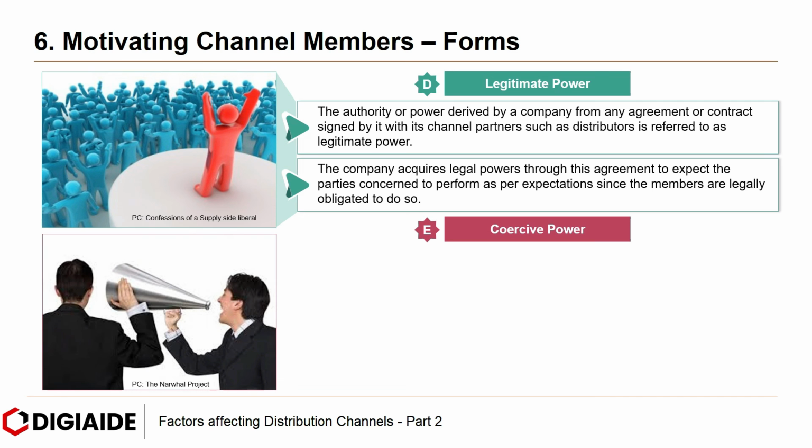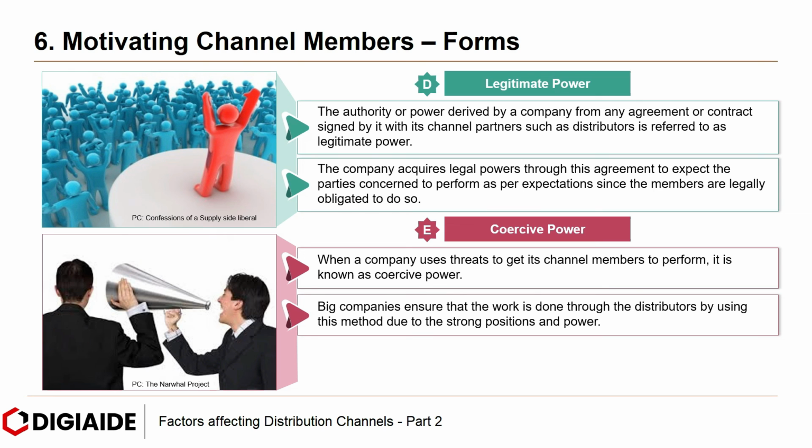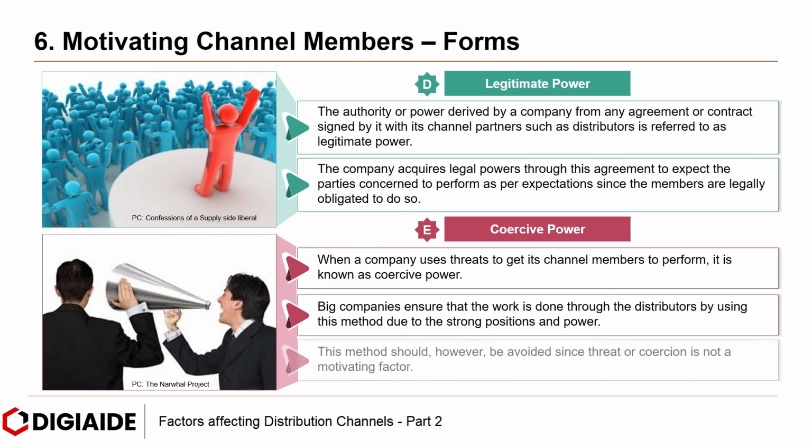And finally, coercive power, which is not suggested in most cases. When a company uses threat to get its channel members to perform, it is known as coercive power. Big companies ensure that the work is done through distributors by using this method due to their strong position and power. This method, however, should be avoided since threat or coercion is not a motivating factor.